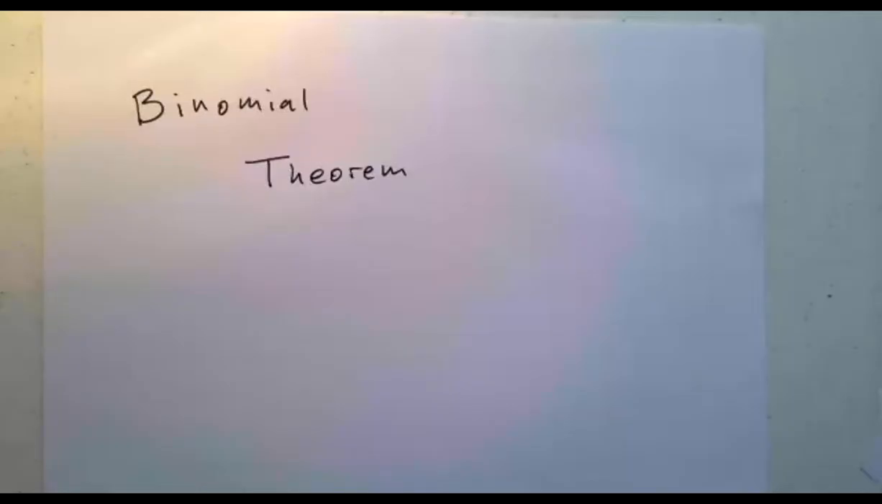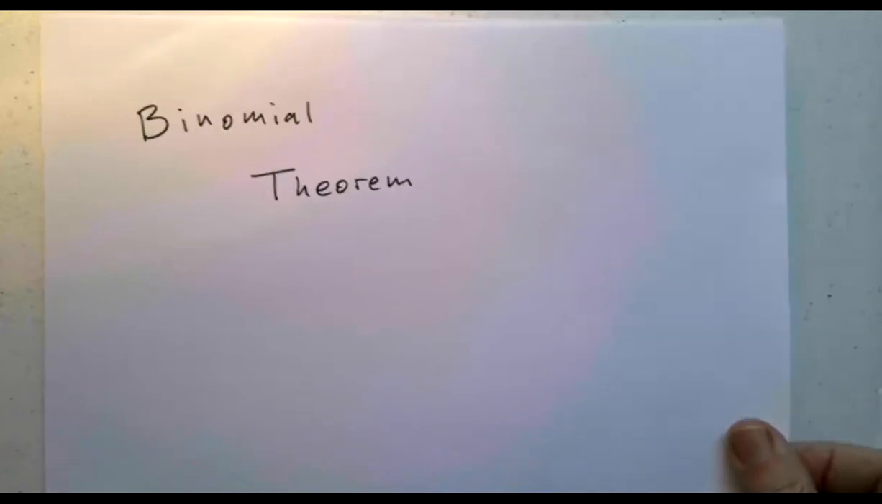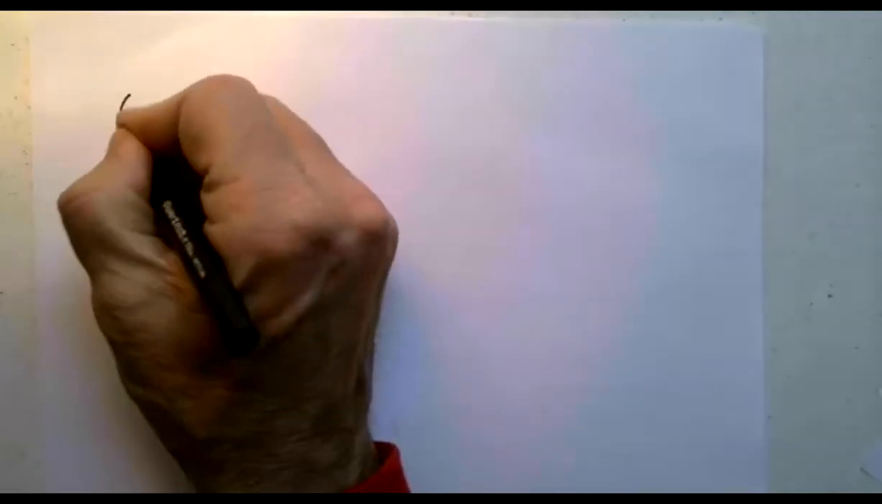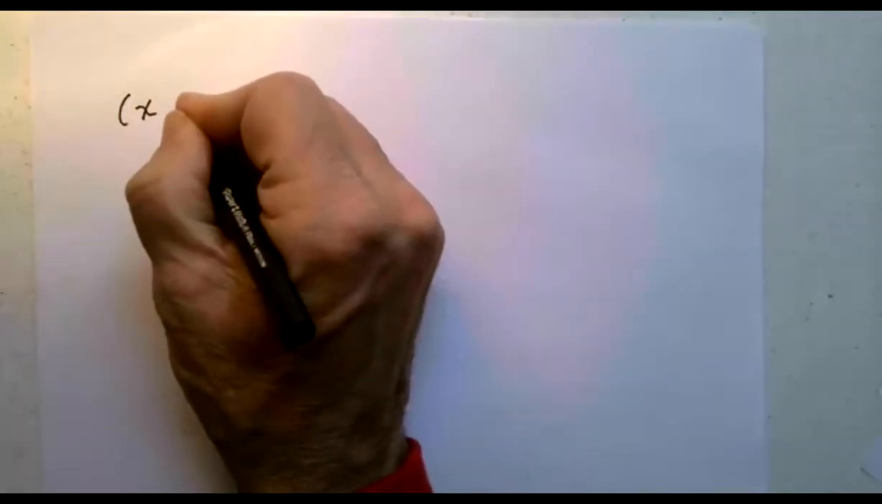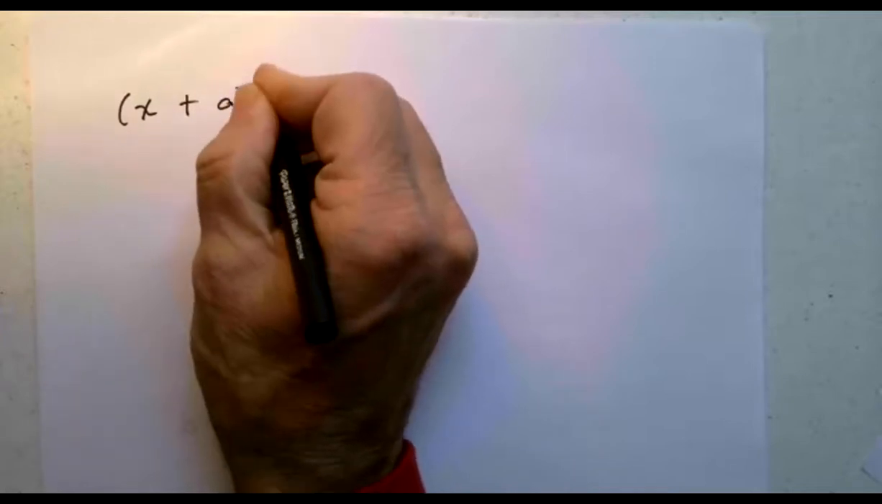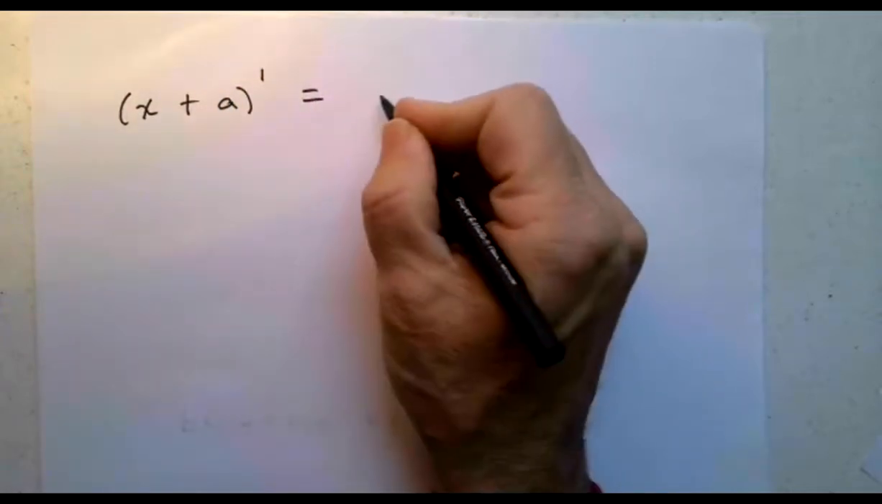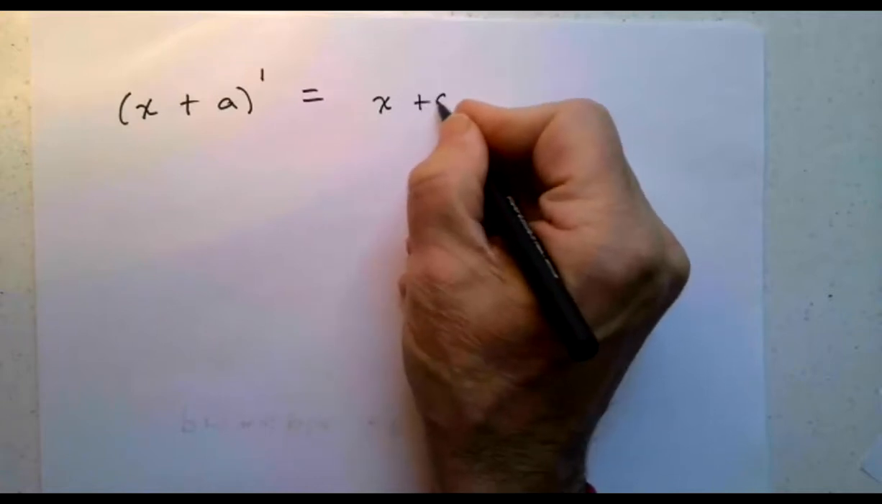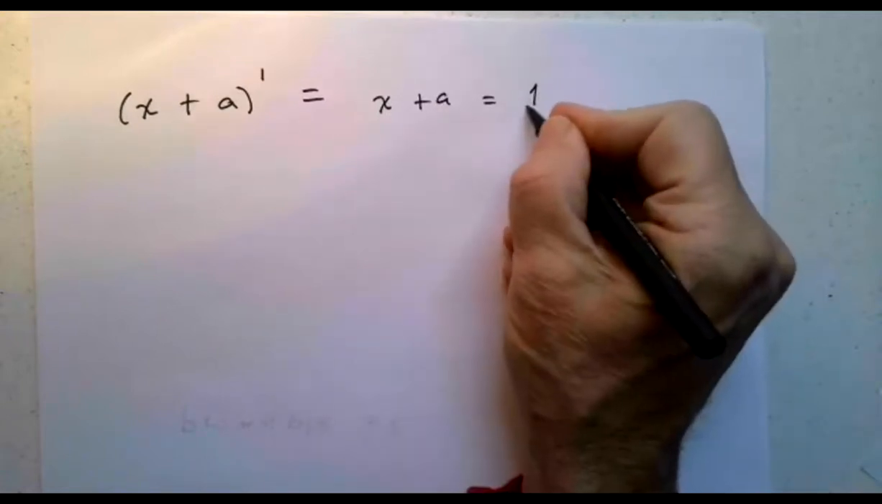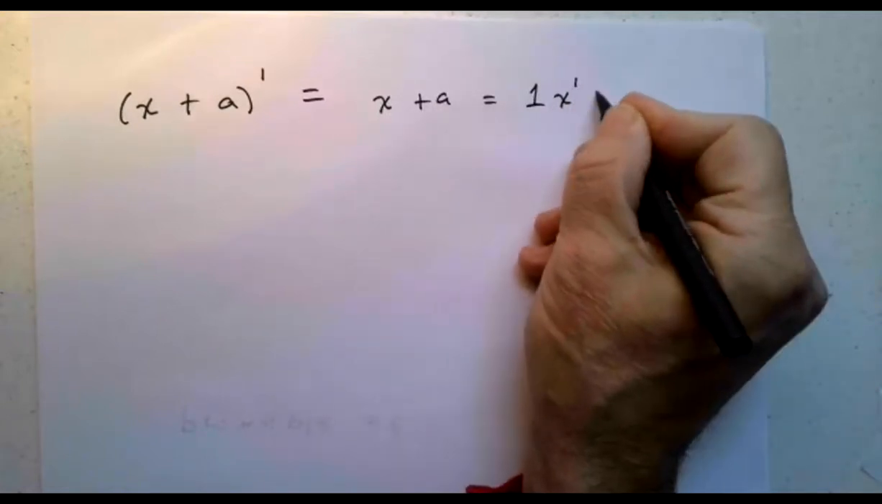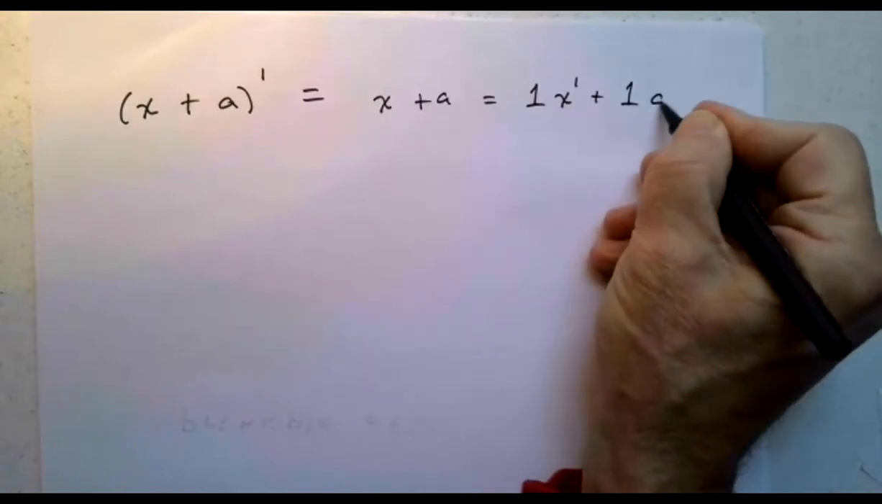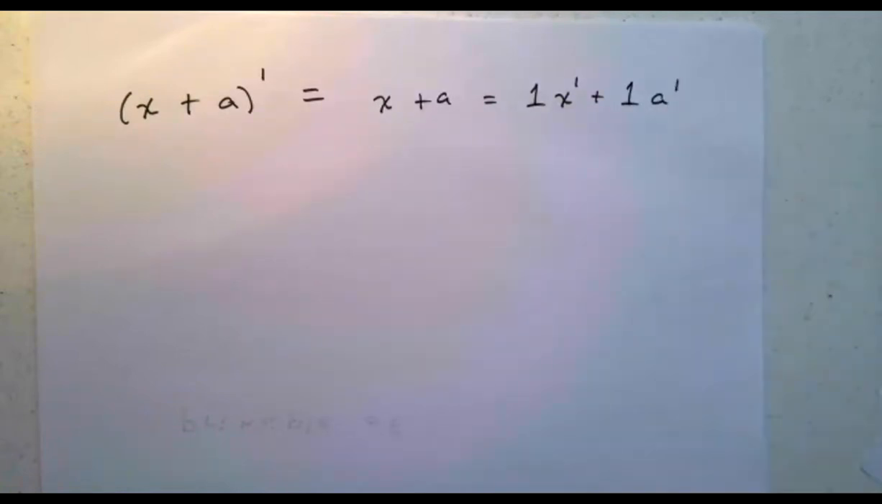This lesson's on the binomial theorem. So let's remind ourselves how that works. We start with the binomial, and we will look at the binomial x plus a. Now, x plus a to the first power is just x plus a, which we're going to think of as 1x to the first plus 1a to the first.